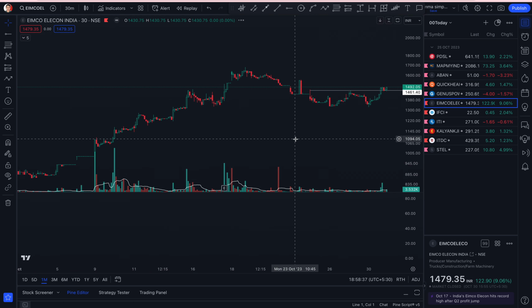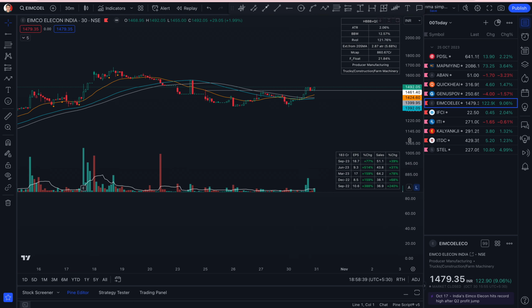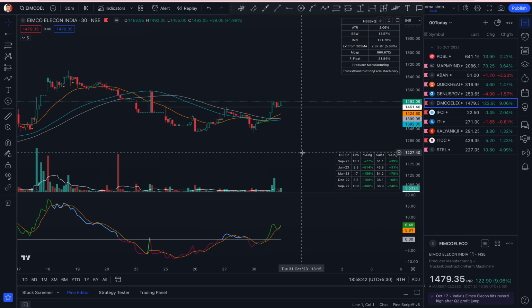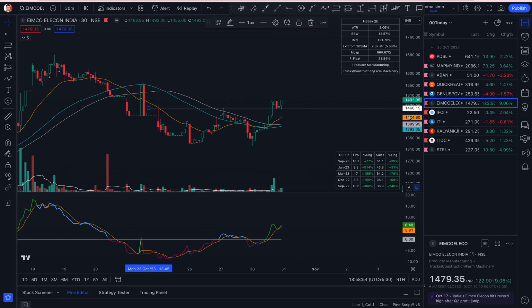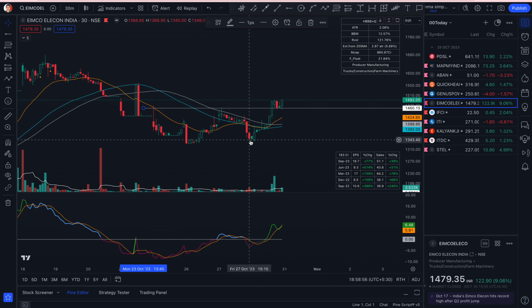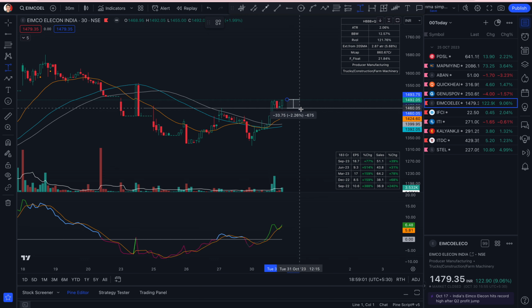You go to a smaller time frame, and look how nice this setup would have been had you got an entry above 1462, 1492, wherever. Even tomorrow, if you get a 1492, and since this is a longer one, your stop loss would be 3%.